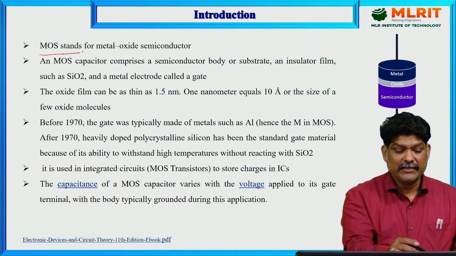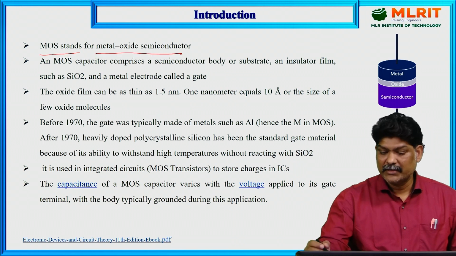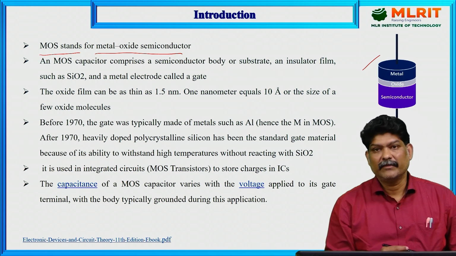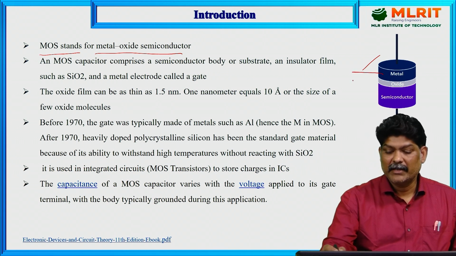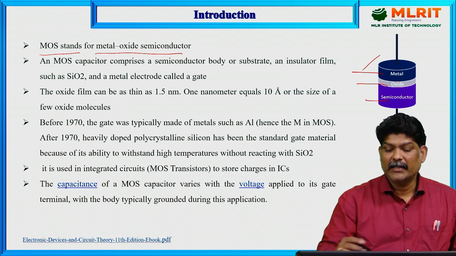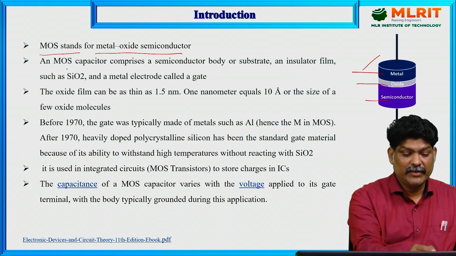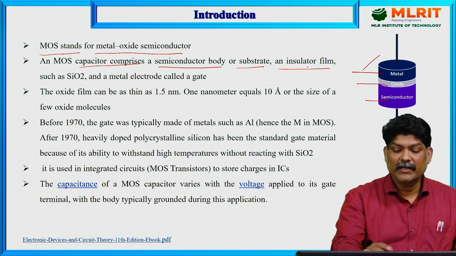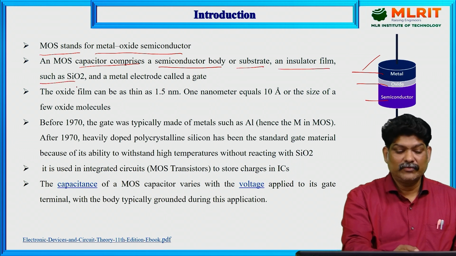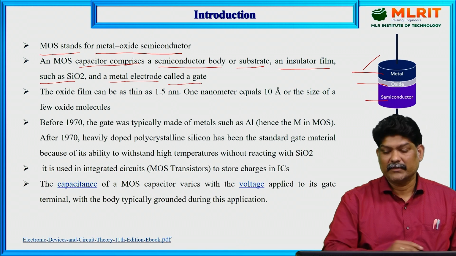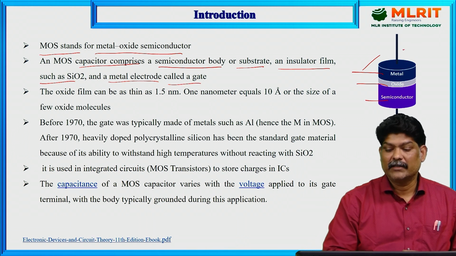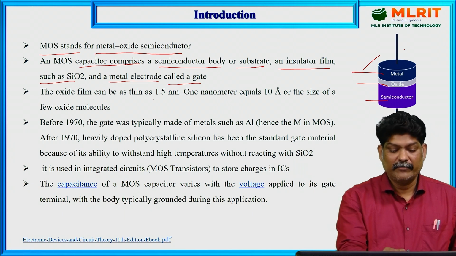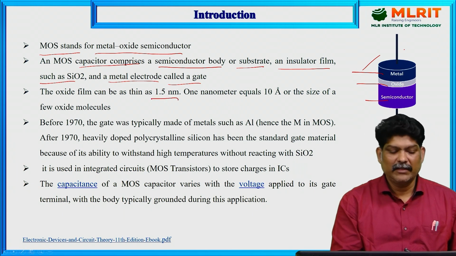So we know what a MOS capacitor is. MOS stands for metal oxide semiconductor. This is the basic structure of a MOS capacitor. It's a three-layered device. The three layers are metal, oxide layer, and semiconductor layer. A MOS capacitor comprises a semiconductor body, substrate, an insulator film such as SiO2, and a metal electrode called the gate. The oxide film can be as thin as 1.5 nanometers, a very thin layer of oxide.